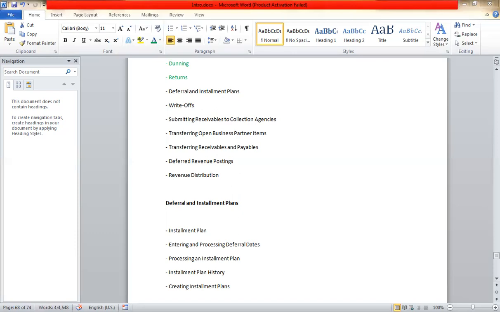lastly, we have revenue distribution. In addition to managing your own receivables, you can use the FICA component revenue distribution to manage receivables for third parties. So that is another third party task which will be handled.